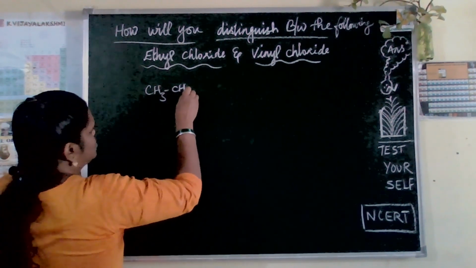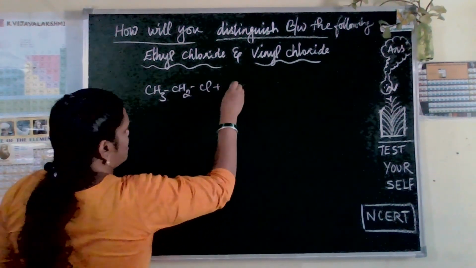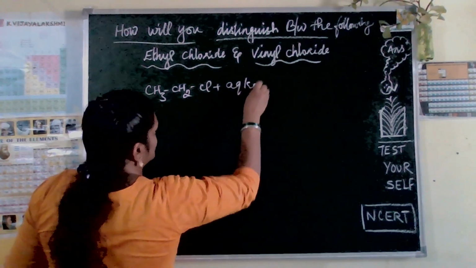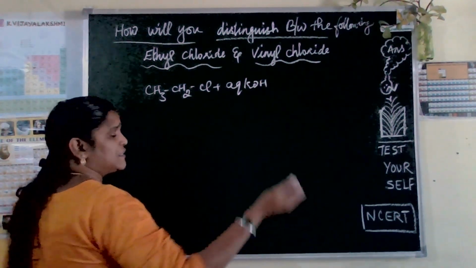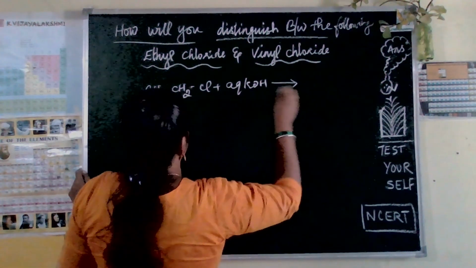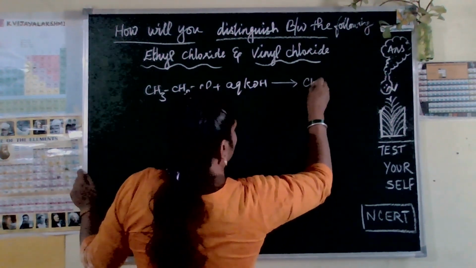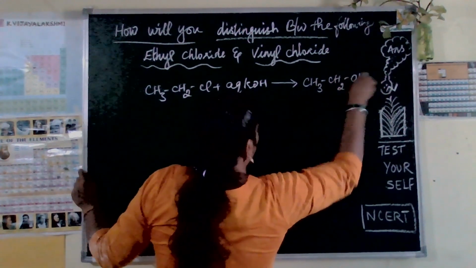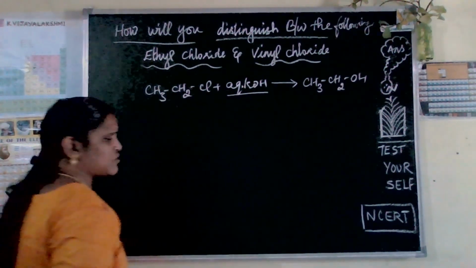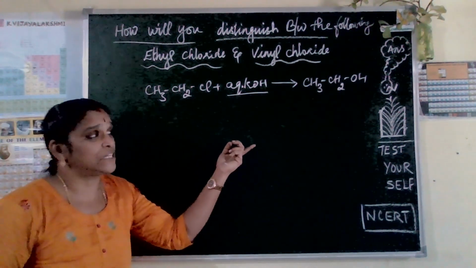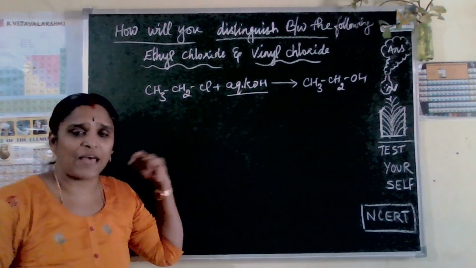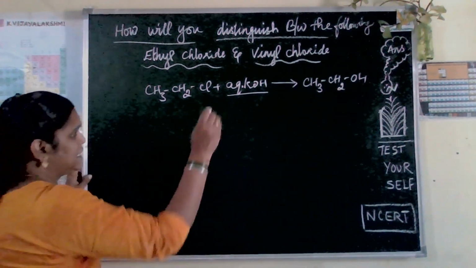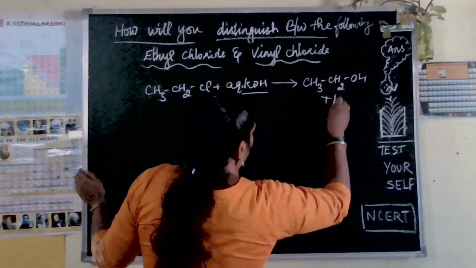Ethyl chloride, CH3CH2Cl, is combined with aqueous KOH and acidified with HNO3. What will you get? Ethanol only, CH3CH2OH. What reaction is this, aqueous KOH or alcoholic KOH? Please mention it in the comment box. Then you will get what?